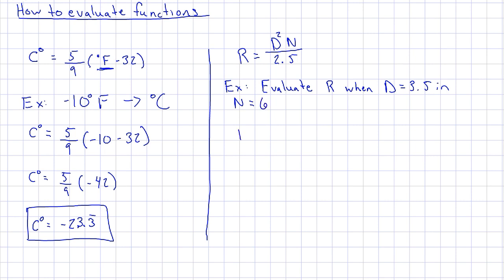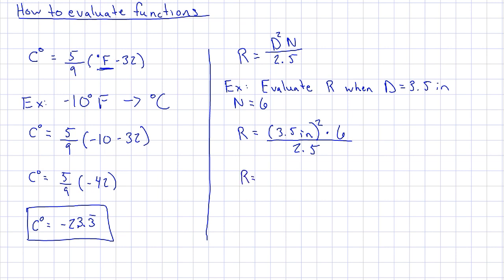Again, we're going to replace the letters with their number values. So I'll end up with 3.5 inches squared times n, which is 6, divided by 2.5. And then I will evaluate this again using my PEMDAS, my order of operations, which means that I will do my exponent first. So the 3.5 squared will be the thing that happens first.